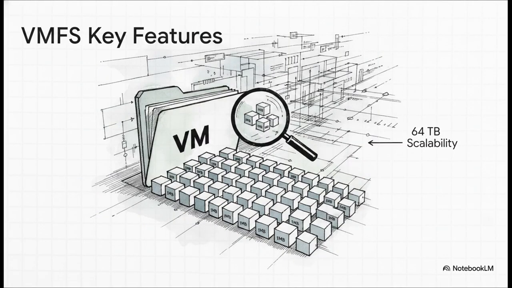What's truly fascinating about VMFS is just how strictly organized it is. It uses a unified 1 megabyte file block allocation, which is perfectly optimized to handle those really large virtual disks. It also brilliantly encapsulates all the files for a given VM right into a single directory, which it automatically names after the virtual machine itself. And it scales massively. Recent versions like VMFS 5 and 6 support up to 64 terabytes per volume.